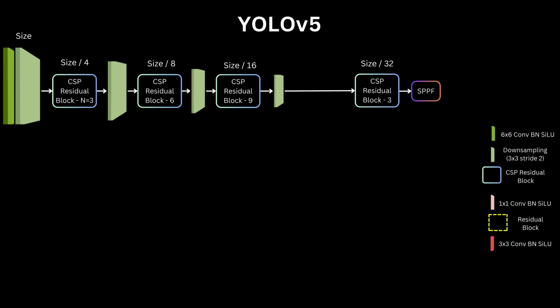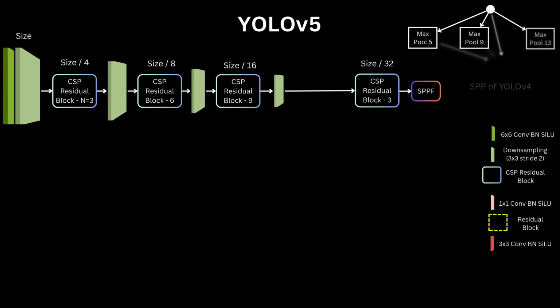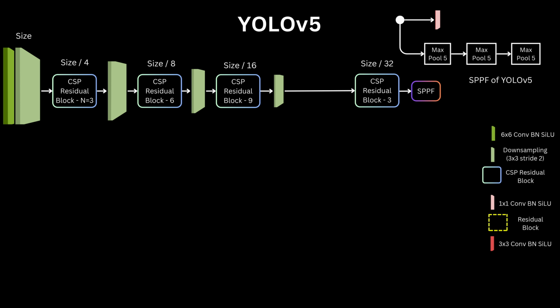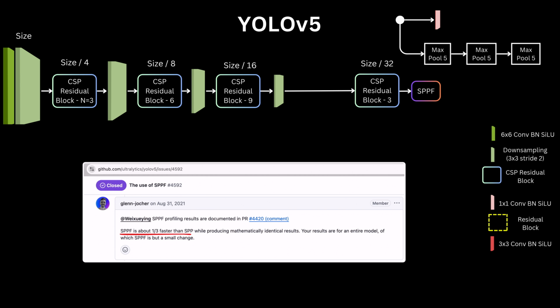The last part of the backbone is the spatial pyramid pooling fast block. This has the same responsibility as SPP of YOLO v4, that was increasing the receptive field of the backbone. However, the difference from YOLO v4 is that instead of each max pooling layer working on the original input, we now have 3 max pooling layers, each with the same kernel size 5, one after another. So each max pooling layer works on the output of the previous one. This has the same effect as SPP of YOLO v4 but ends up being faster to compute. In the repo, the authors mention that SPPF is about 1 by 3 times faster than SPP.